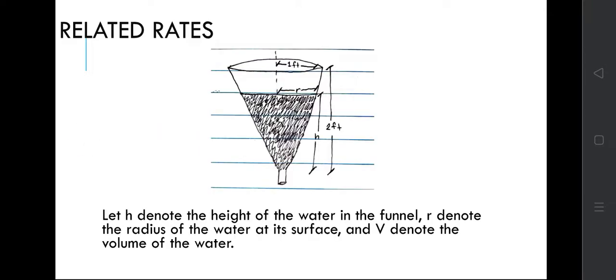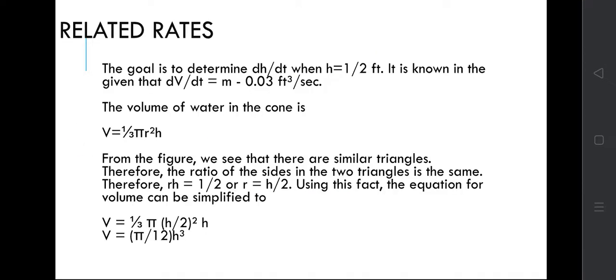Yung 0.03 feet cube per second, pero since dimensional analysis tayo, pabawas yung tubig sa funnel, so the rate of change is decreasing at a rate of negative 0.03 feet cube per second. The volume of the water in the cone is yung traditional formula natin sa paghanap ng cone. V is equal to 1/3 pi r squared h.